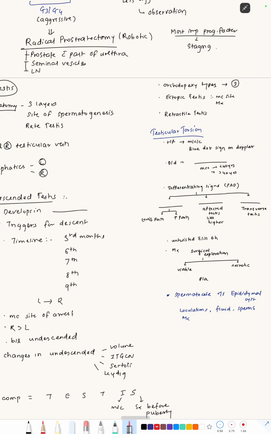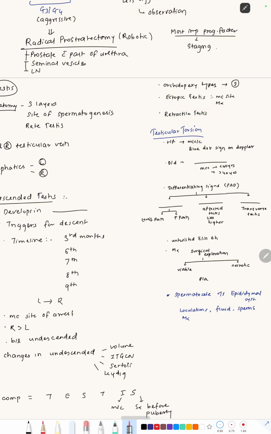Then some variants, they include ectopic testis. The most common site of ectopic testis is going to be the superficial inguinal pouch. Other sites can be the root of the penis, or the femoral triangle. Management is orchidopexy. Retractile testis is completely physiological in nature. Sometimes the testis can jump into the inguinal canal.